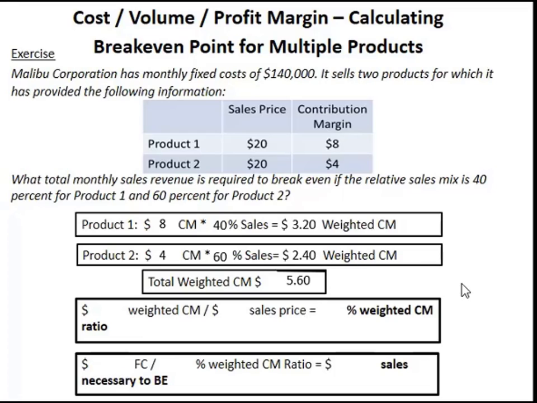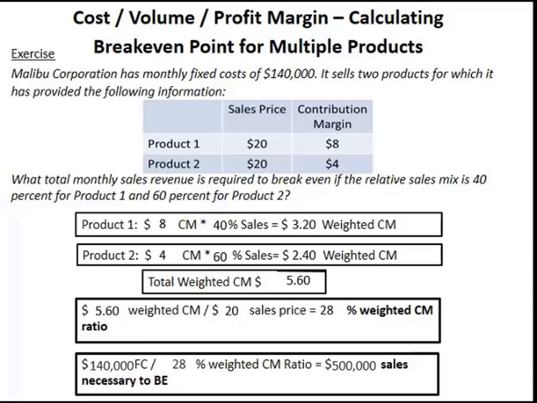If we total these two together, our total weighted contribution margin is $5.60. Now we take the $5.60 weighted contribution margin and divide it by our selling price, which is $20 each, which means our weighted contribution margin ratio will be 28%.